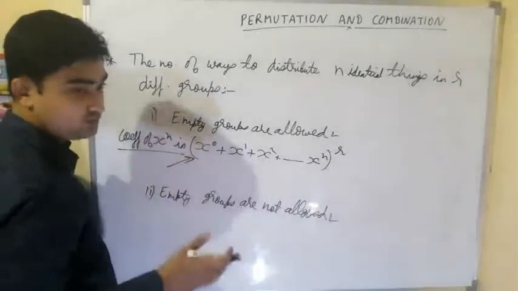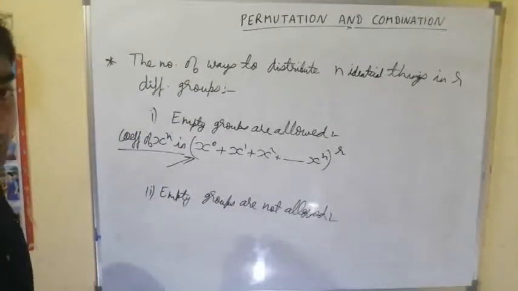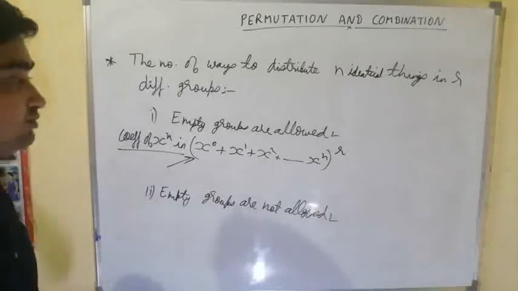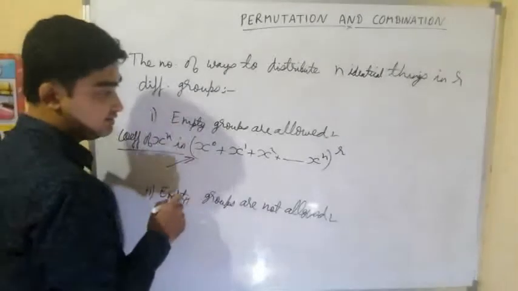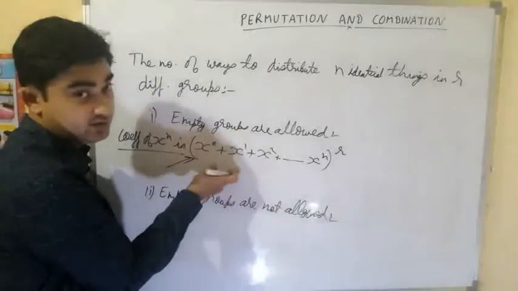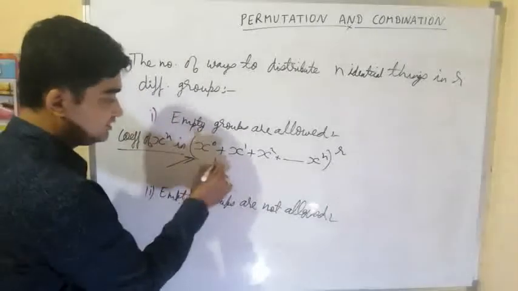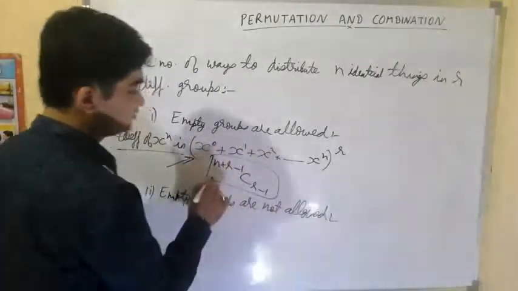So we'll do some problems and we will understand the application of this method. That we'll understand by doing some problems. But in this case, what answer will come? Coefficient of x power n, we can apply it is a GP, geometric progression. Apply the formula for GP and we can find the coefficient of x power n is (n plus r minus 1) C (r minus 1). So this is the answer.